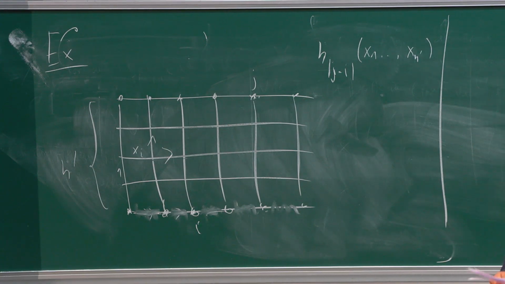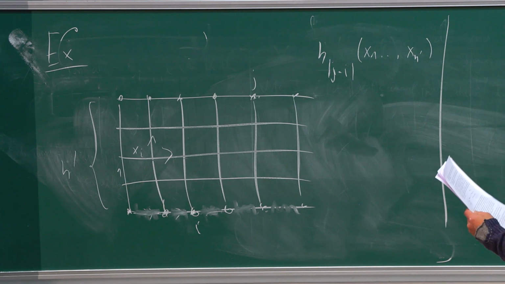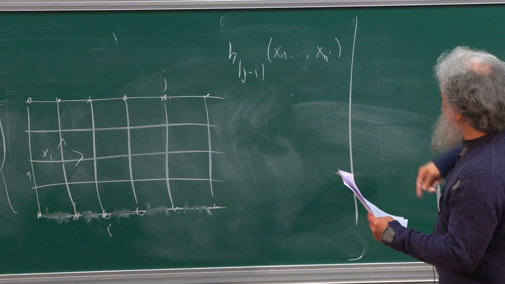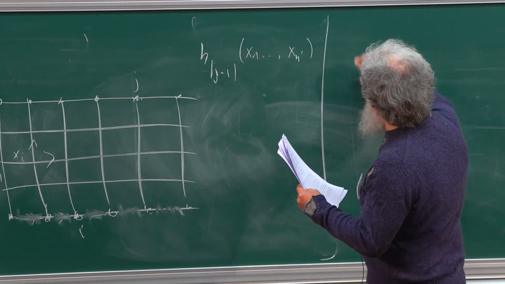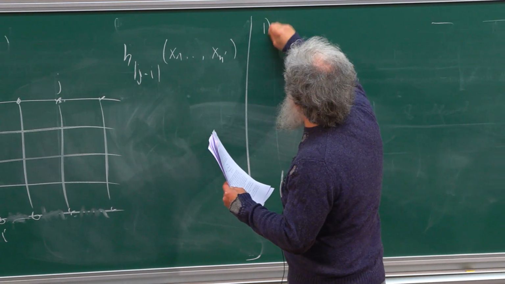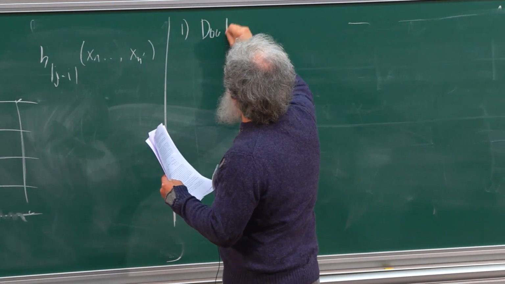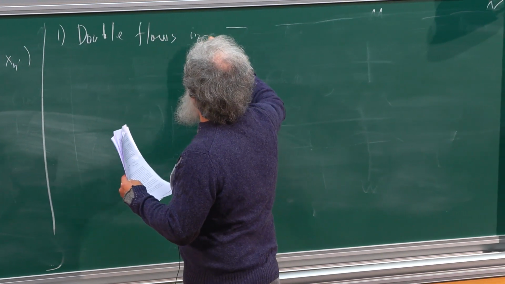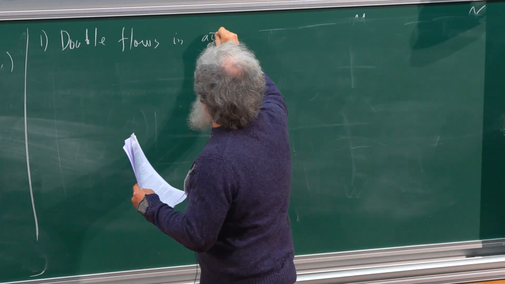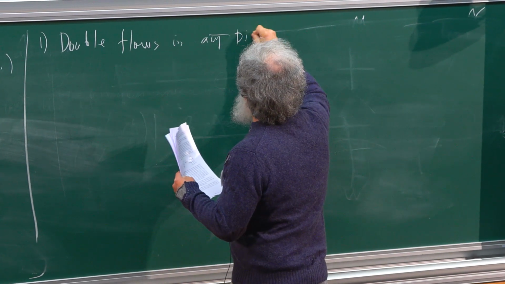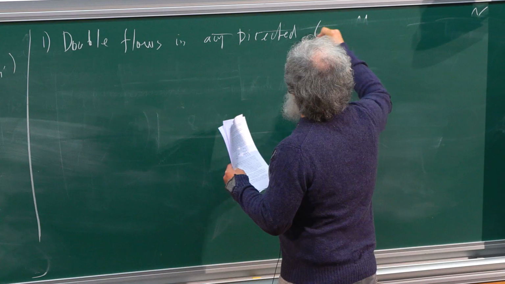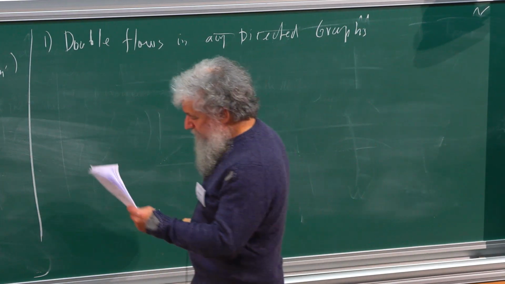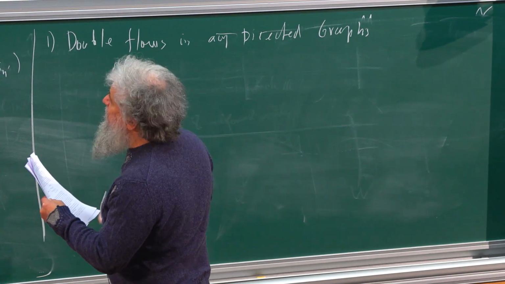Okay. So I will briefly explain how to prove this theorem. There are two main ingredients. First, it is just double flows in acyclic directed graphs. For this, we just modify the Lindström–Gessel–Viennot lemma.